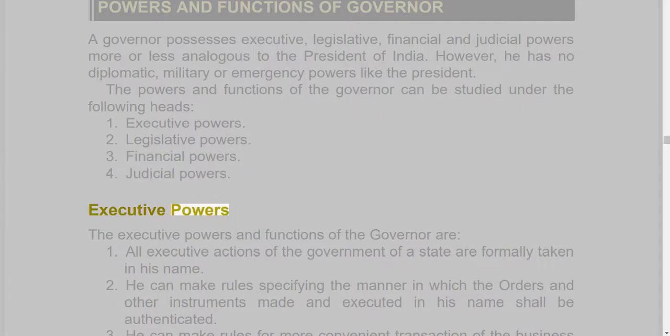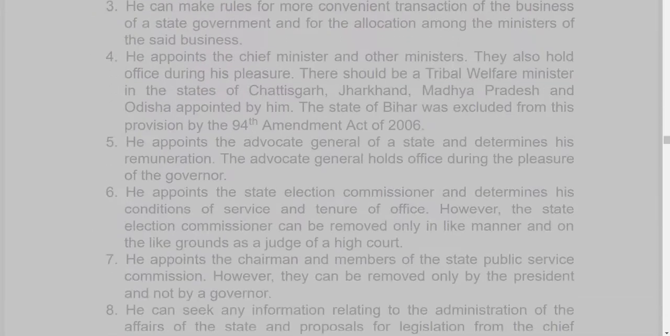Executive powers. The executive powers and functions of the governor are: 1. All executive actions of the government of a state are formally taken in his name. 2. He can make rules specifying the manner in which the orders and other instruments made and executed in his name shall be authenticated. 3. He can make rules for more convenient transaction of the business of a state government and for the allocation among the ministers of the said business.